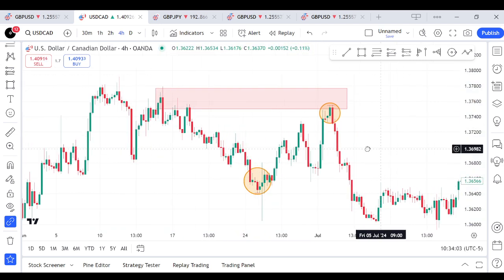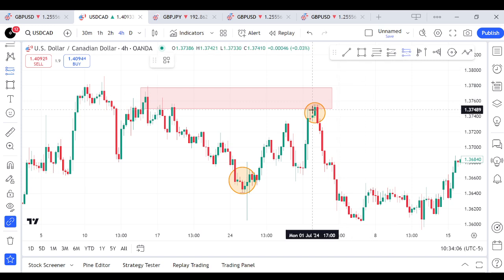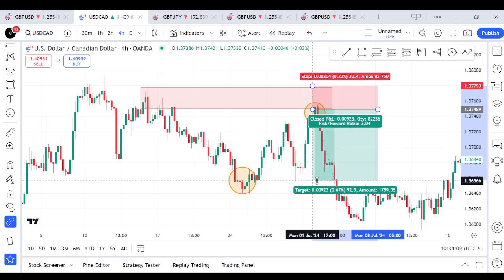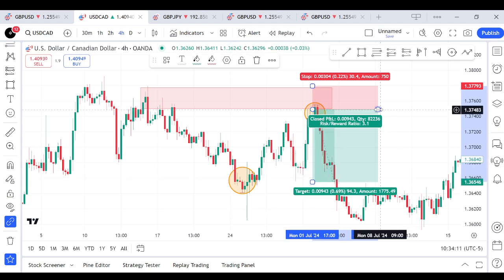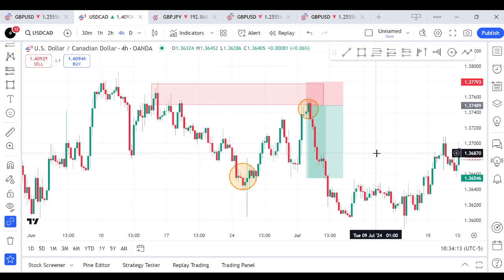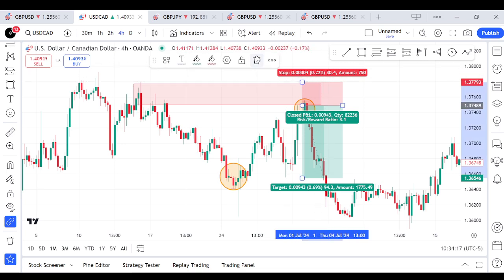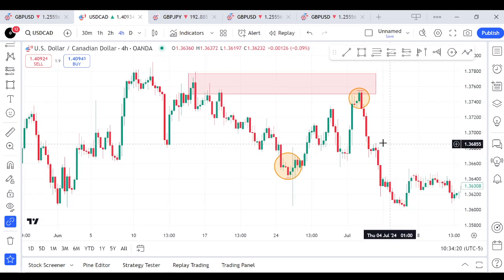Could enter a trade right there and target the next support level right here. That's how you can use the tweezer tops and the tweezer bottoms for your trades.